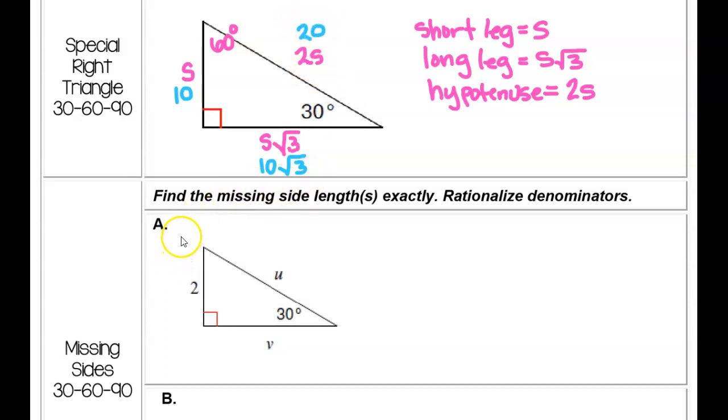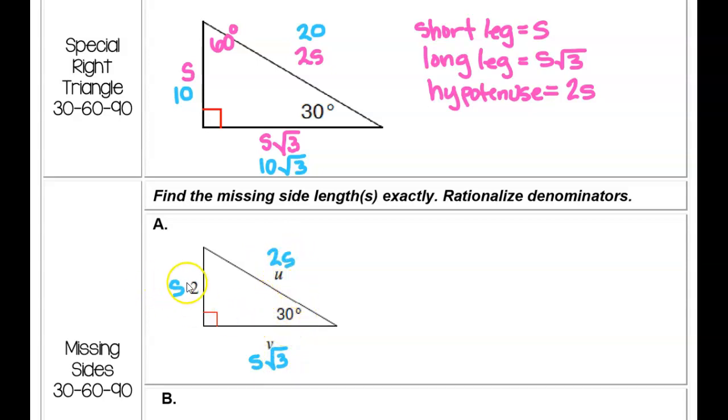So let's look at example A. Find the missing side lengths exactly, rationalize denominators. So again, I'm going to label my ratios. My short leg is going to be S. My long leg across from 60 is going to be S times root 3. And my hypotenuse is always going to be 2S.